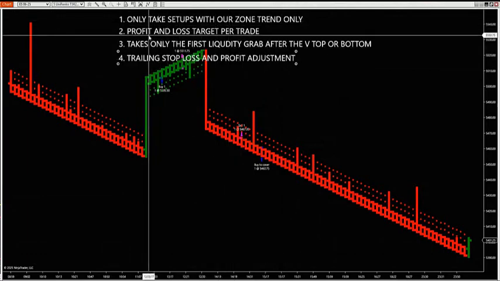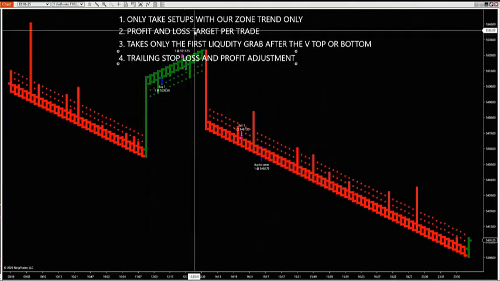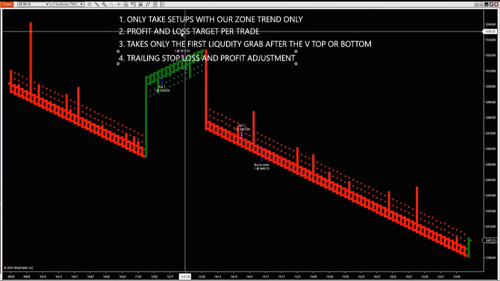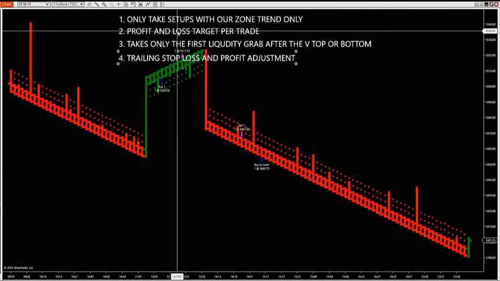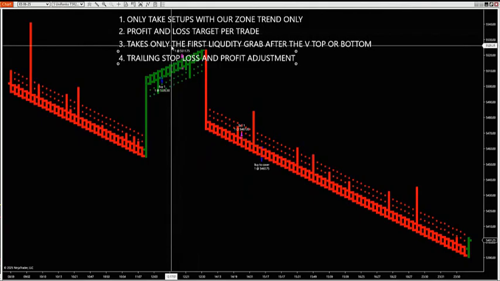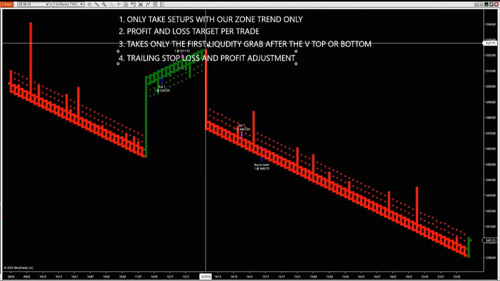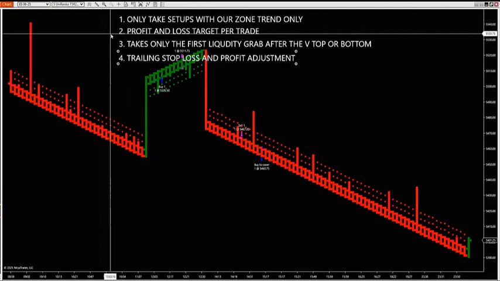The profit and loss target per trade. Let's say you want per one contract a $300 target and a $300 stop loss. It will work that trade for you. You don't have to say, well, I'm looking for 4 ticks on my first target, 6 ticks on the second target, 8 ticks on the third target, and so on. It does a total profit and loss per trade.